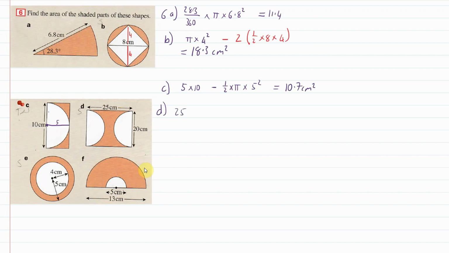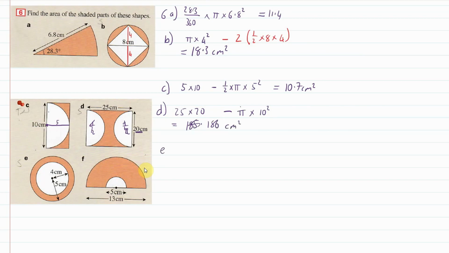Now D again is a rectangle. It's a 25 by 20 rectangle, but you can see you've got a half circle here and a half circle here. So all in total, we've got a whole circle. So we're just going to subtract from that 25 times 20, which is the area of the rectangle, the whole circle, which is pi times the radius squared. Now the radius is half of the 20, so it's going to be 10 squared. What does this give us? 25 times 20, which is 500. Take away 100 pi, which is about 314. So we get in total 185.8, or we could round it to 186 to 3 significant figures centimeters squared.